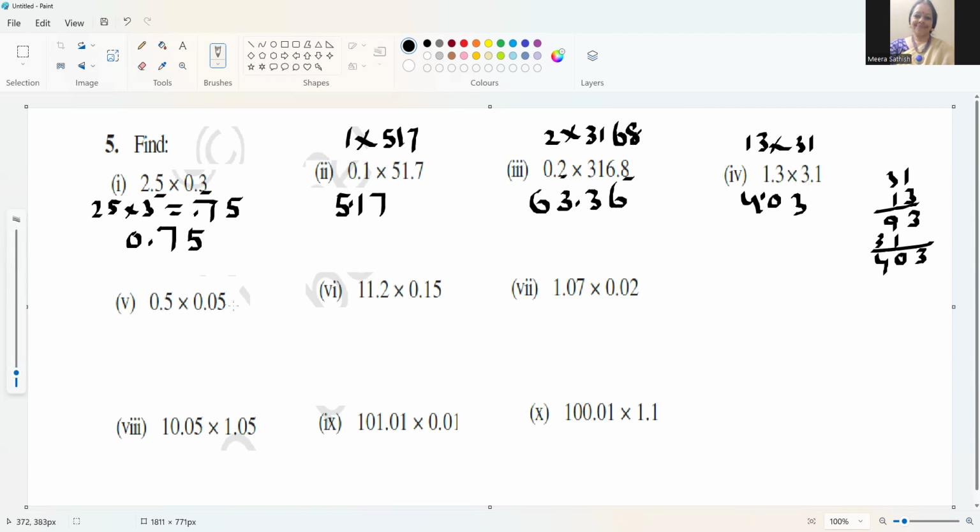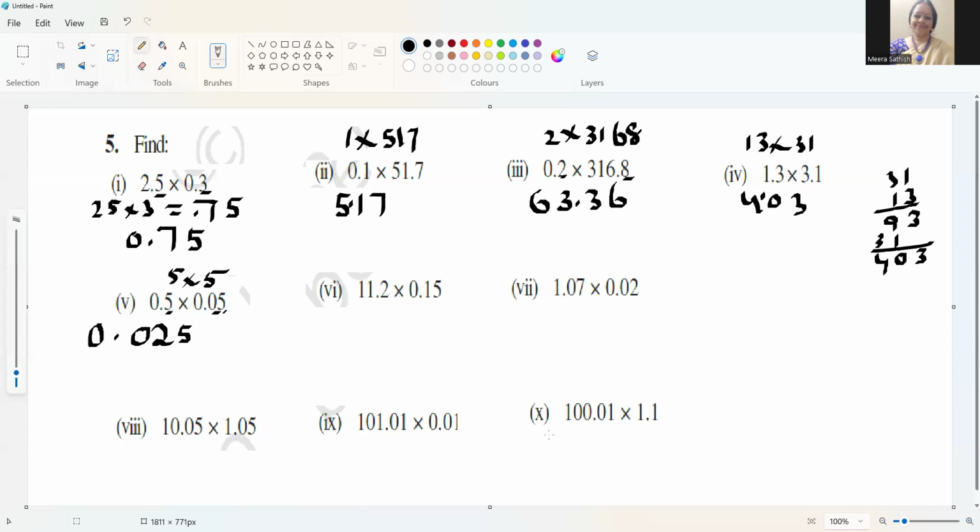Now here, 5 5s are 25. How many decimal places? 1, 2, 3 decimal places needed. So 2 digits only here. We need 3 digits after the decimal point. So here what we will do? We have to add 0 here. Not last. Okay, last 0, no use, no value. So 0.025 will come.